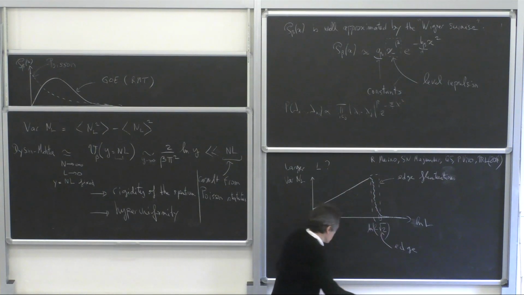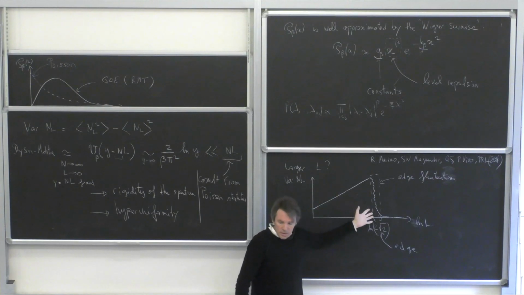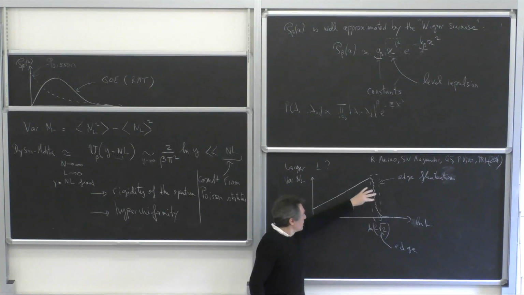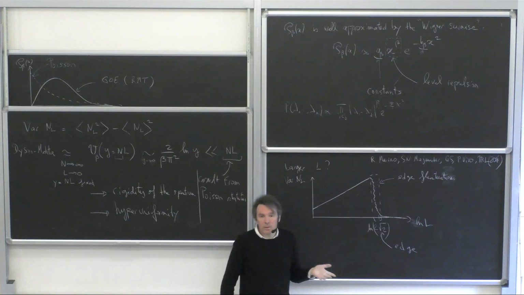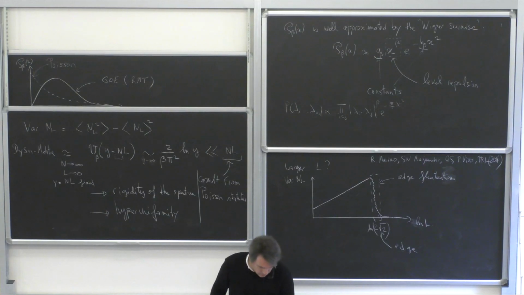Of course, it starts to be incorrect when you arrive at the edge, and eventually you can really study what happens at the edge. So what I want to discuss in the following is in a bit more detail what happens there. And this has to do with the Tracy-Widom distribution. So that's what we will discuss after the break.